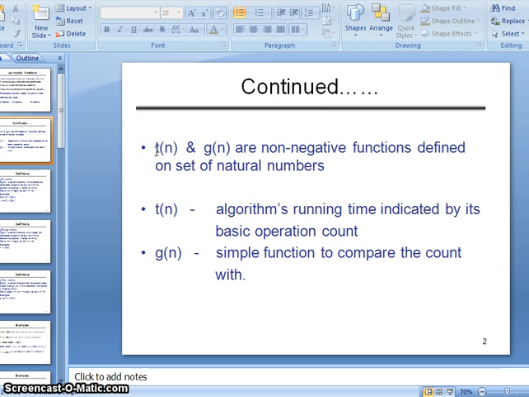Let T of n and G of n be non-negative functions defined on the set of natural numbers. T of n represents an algorithm's running time indicated by its basic operation count. You have to always identify the basic operation of an algorithm, which always resides in the innermost loop. Let G of n indicate a simple function to compare the count with.